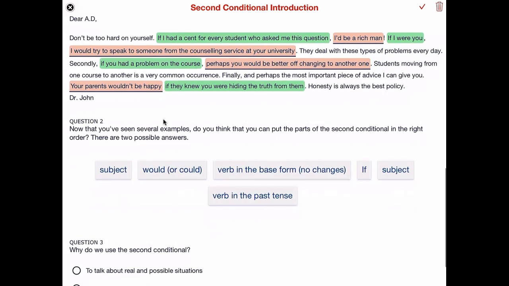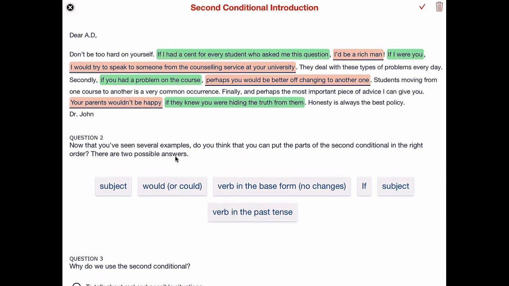Now you'll also see that I've got would or could right here. Now, you can put other things in there. Look back up at the second paragraph, at Dr. John's response, and find me the two other things that could go right here. That's right. You can make a contraction right there. I'd. That's just a shorter way of saying I would be a rich man. And then we have wouldn't right here, which makes the sentence negative.